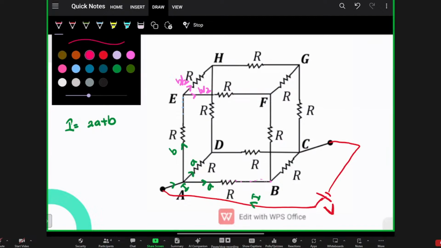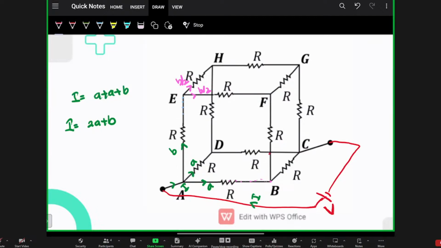I'm taking some constant C here. So C current goes through the BF branch. So A minus C will go through this branch, correct? Because A current is entering, and C current is going through the BF branch, so the remaining A minus C current will go through the BC branch.